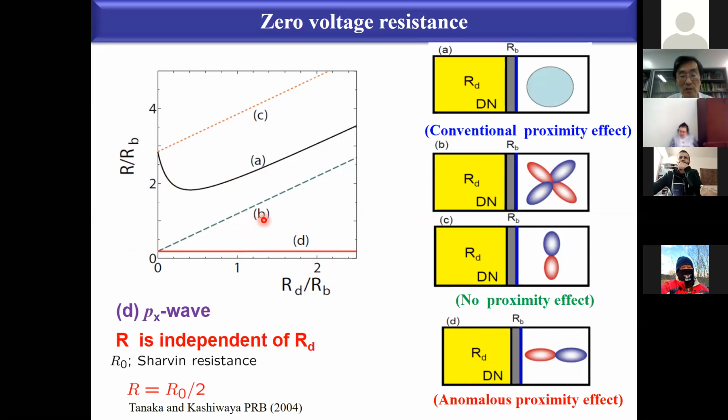On the other hand, in cases B and C, the proximity effect is absent, so the total resistance is a linear function of RD. On the other hand, case D is very, very unusual because the total resistance is independent of RD. This means that the charge conductance in this junction is completely quantized. So this problem is actually very interesting.